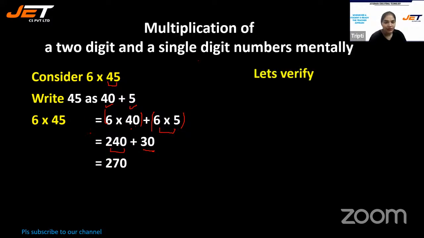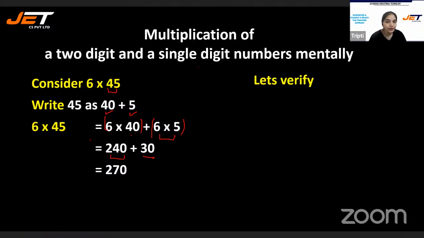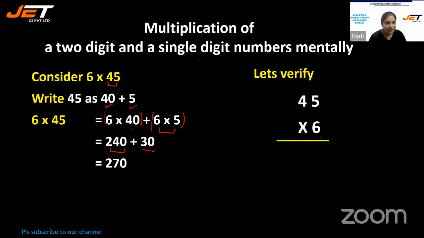Now we will verify it, means we will check whether we have done it correctly or not. So over here, let's see the next one. 45 times 6. First we will multiply 6 and 5. 6 times 5 is 30, 3 here, 0 here. 6 times 4 is 24. 24 plus 3, 27. So the answer is 270. And see, in both the ways, the answer is same. That means we have done this correctly, hence verified.